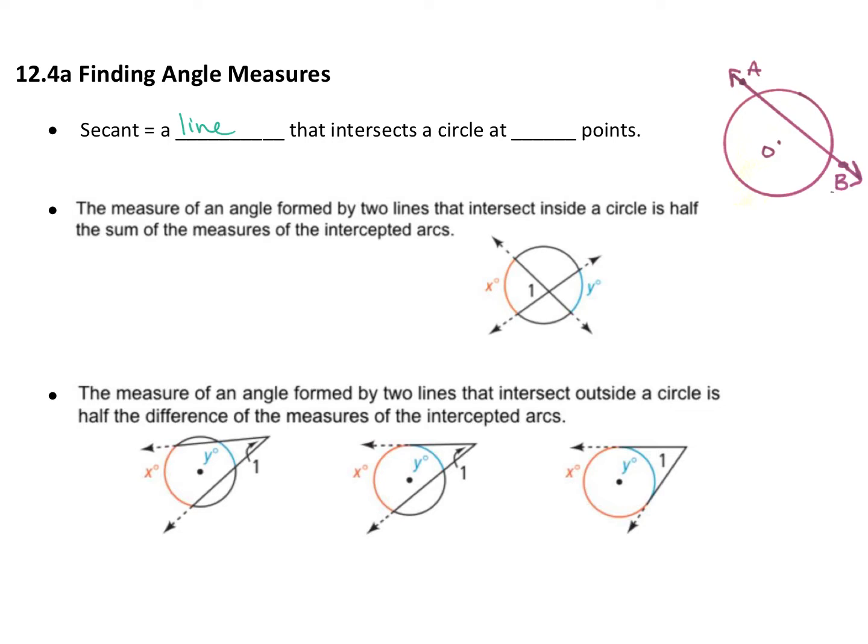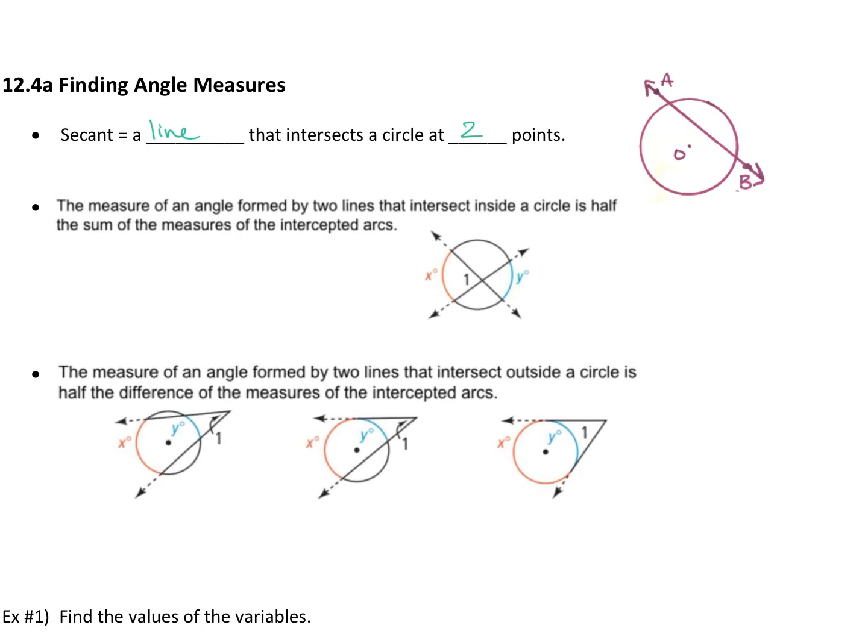That intersects a circle. How many points does a chord intersect a circle at? 2. Okay, same thing for a secant. It intersects a circle at 2 points. So here's a point here, here's a point here. Line AB is a secant. Okay, it just keeps going through the circle.